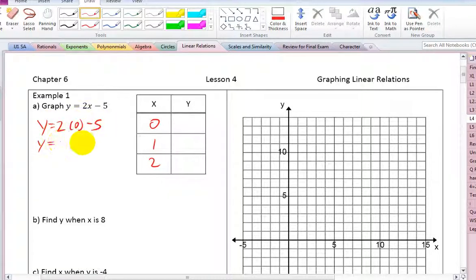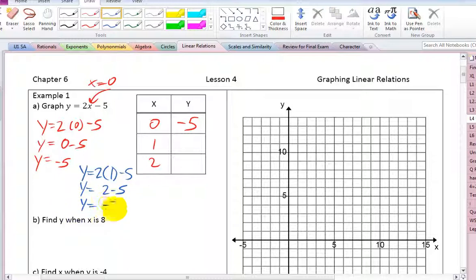So y equals 2 times 0 minus 5, because x equals 0 is substituted in. 0 minus 5, which is -5. Then you change it. y equals 2 times 1 minus 5. y equals 2 minus 5. y equals -3. And then you can do the same thing. y equals 2 times 2 minus 5. 4 minus 5. y equals -1.